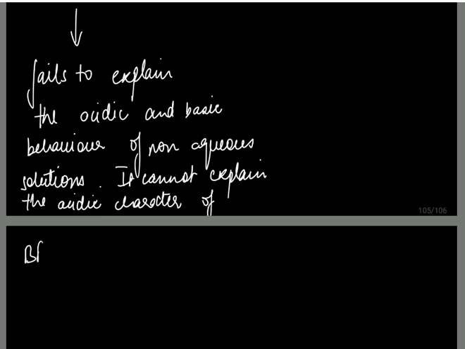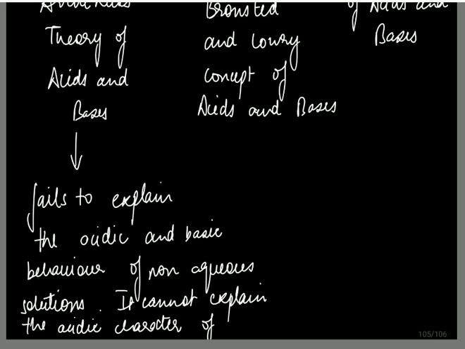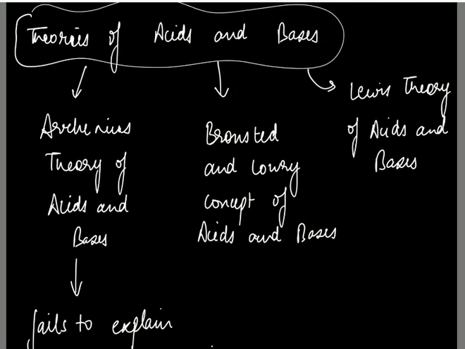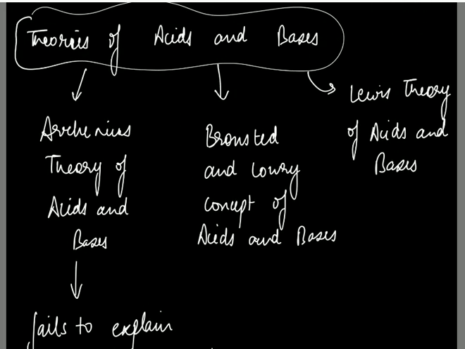So it cannot explain the acidic character of molecules like boron trifluoride, BF3, right? And basic character of ammonia. Now, this is a problem. That's why now I want to say one thing. These theories are not correct or wrong. These are defining different substances as acids and bases. We do have drawbacks.